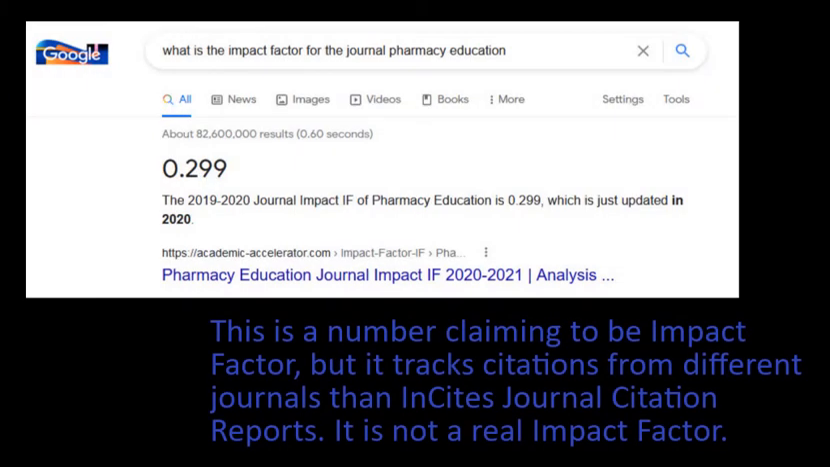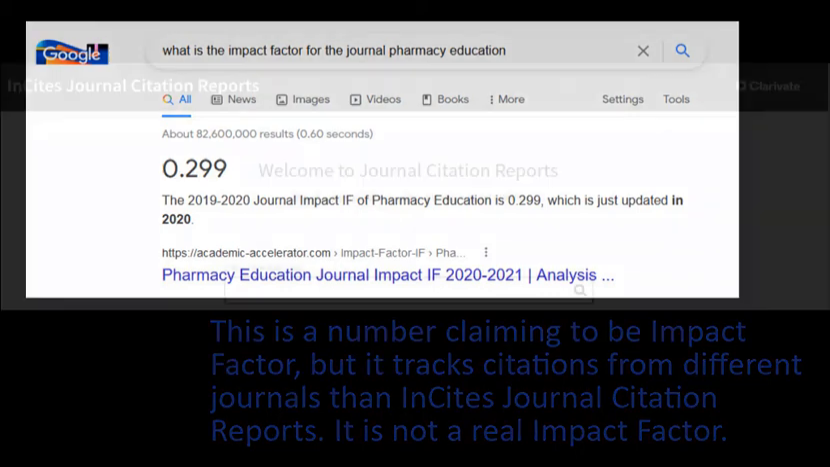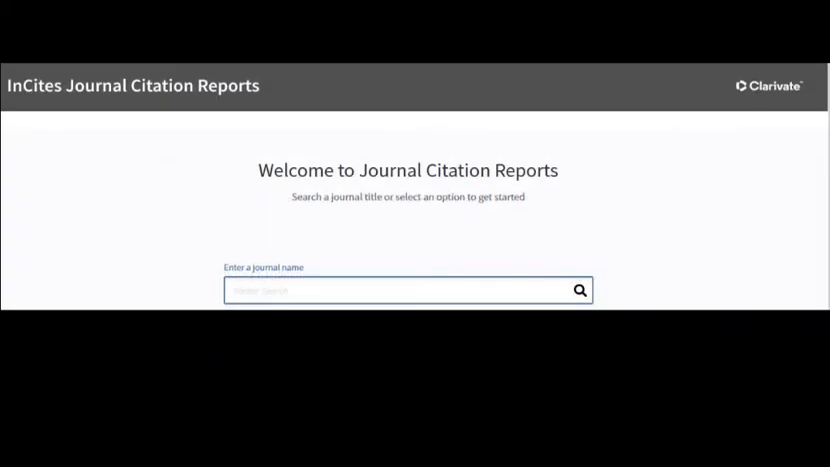I understand that impact factor is very important, and it's difficult to tell someone that an impact factor doesn't exist. Many other companies or journals will offer impact factors for years missing in Insights or for journals not tracked by Insights. However, the only official, real, proprietary impact factors come from Insights Journal Citation Reports. Do not trust any other source of data for impact factors.